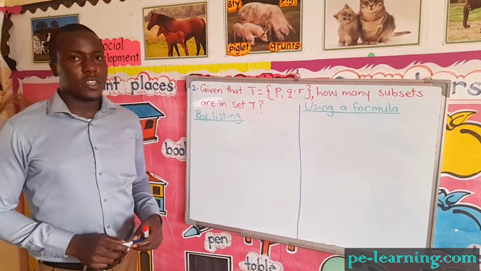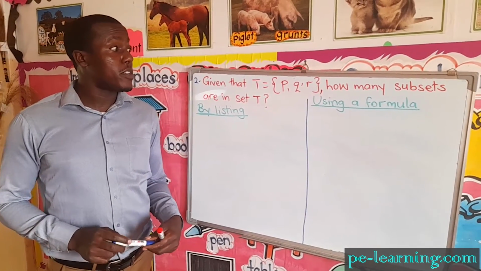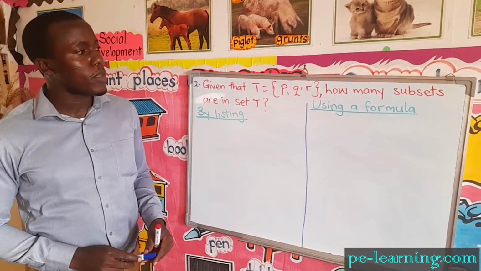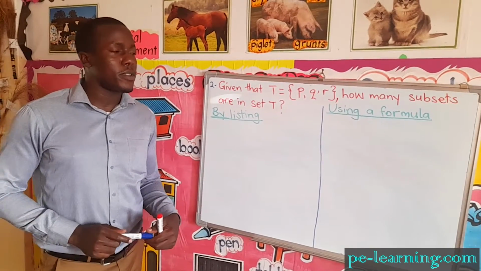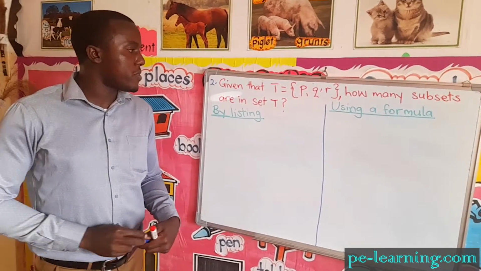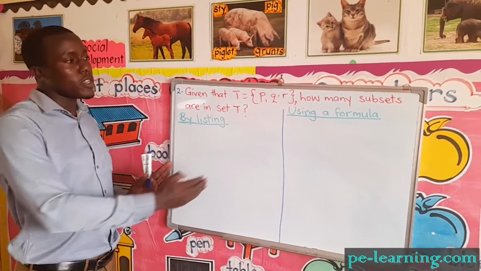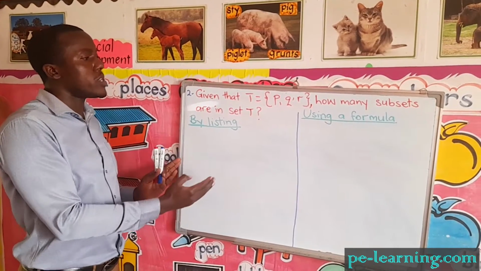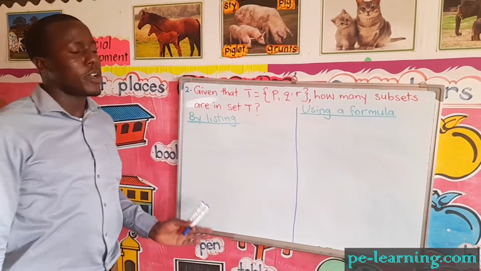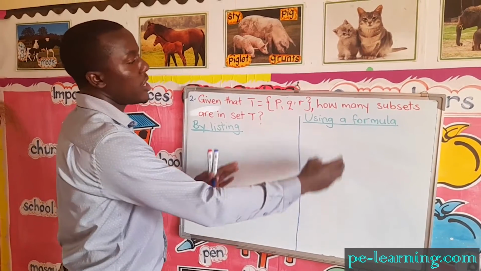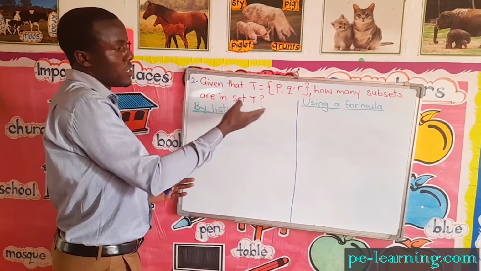So we have our second example, and that is, given that set T is equal to {P, Q, R}, how many subsets are in set T? As I said, I'm taking you through the two ways. One, how do we get the number of subsets by listing, and after, we shall look at how to get the number of subsets in this set T using a formula.